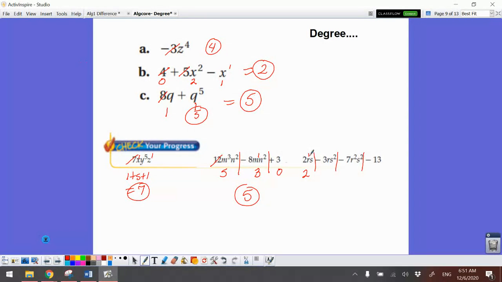This one is a 2, 1 and 1. This one is a 3, 1 plus 2. This one is 2 plus 2, which is 4. And this one's a 0. Which one is the biggest number? The 4. So the degree is a 4.